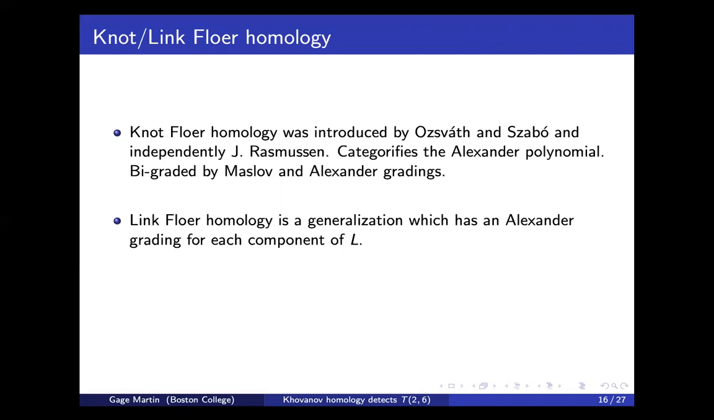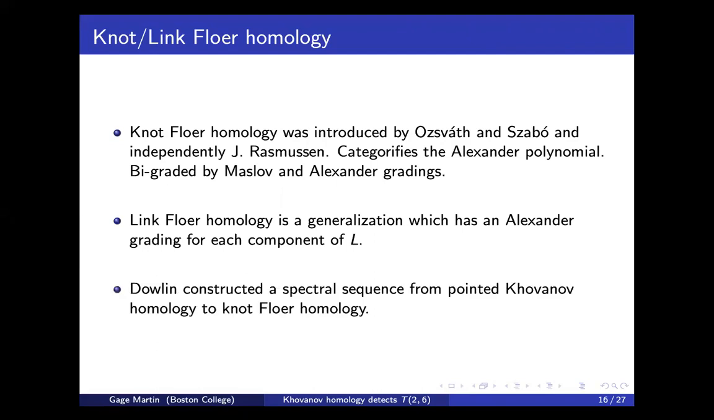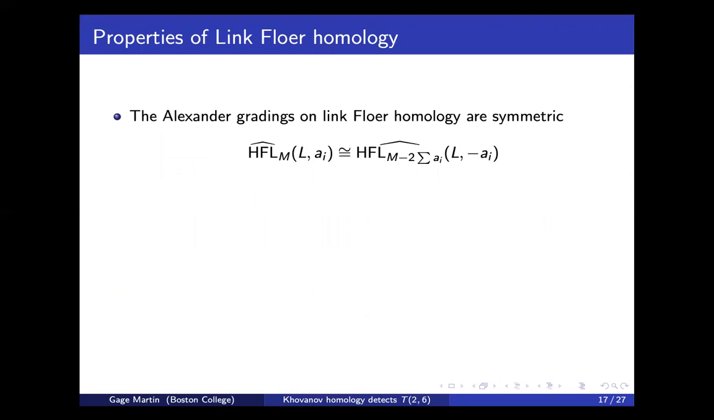So to relate the Khovanov homology of our link to this, what we need is the Dowlin spectral sequence constructed by Nathan Dowlin. That's a spectral sequence from Khovanov homology to the knot Floer homology of a link. And what we get from this spectral sequence is a rank inequality telling us an upper bound on the rank of the knot Floer homology of our link. And so before we do that, we would just want some properties of knot Floer homology. So one is that link Floer homology is symmetric about some Alexander gradings.